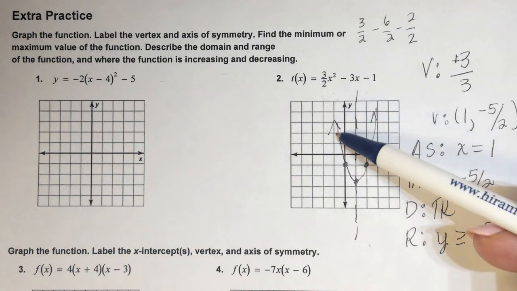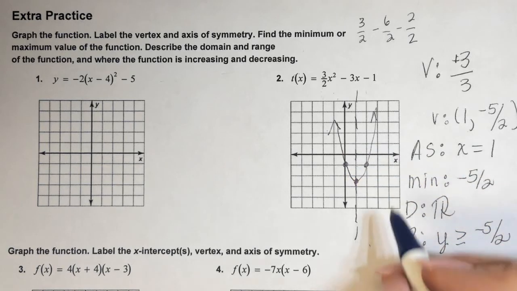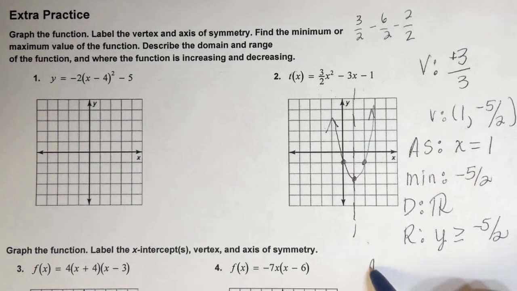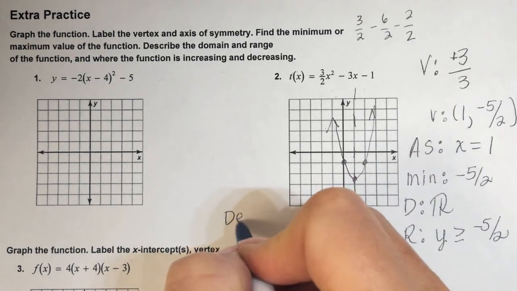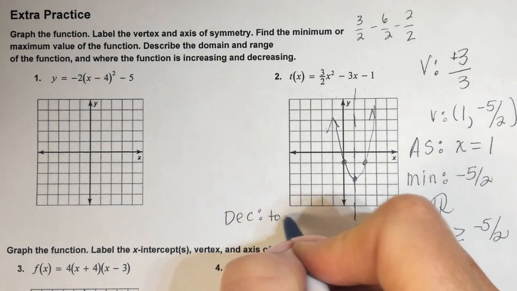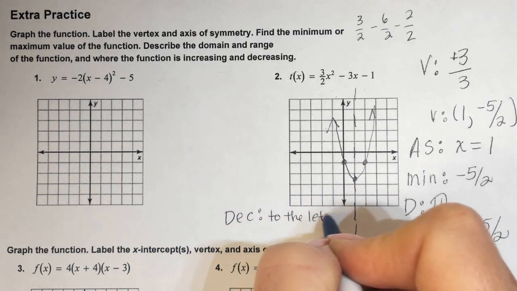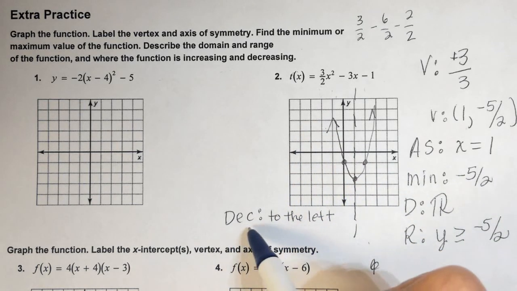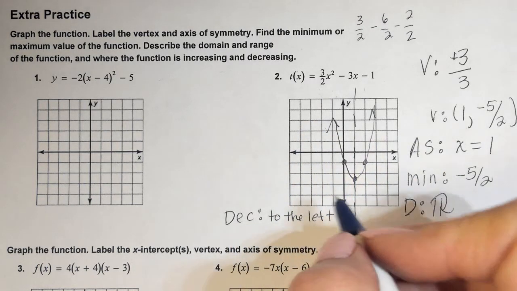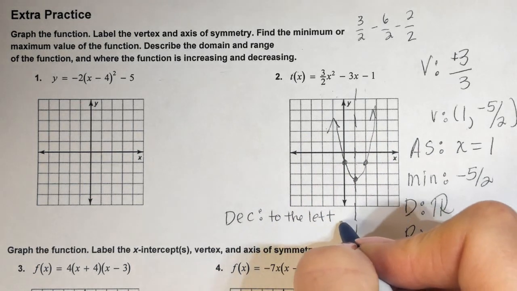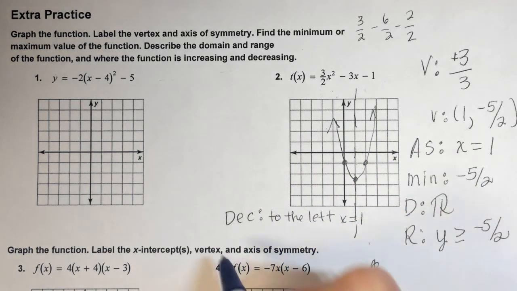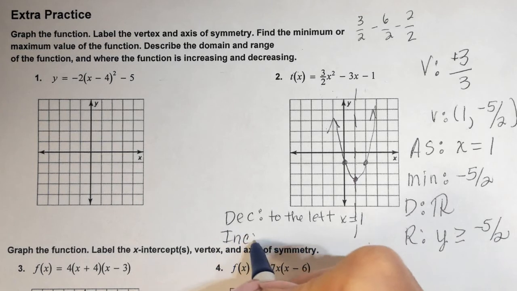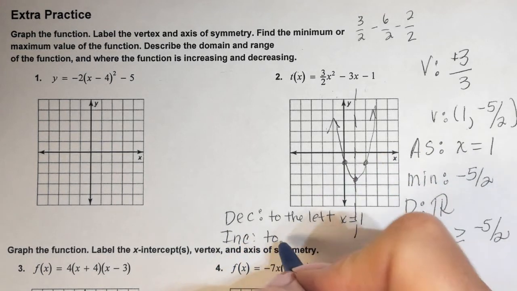So it starts off what? So I'm going to say it's decreasing. I shouldn't be writing down here. We're doing that tomorrow. It's going to be decreasing to the left. This is the way our book writes it. I like interval notation, but this is the way they write it. So it's decreasing to the left of what? 1? To the left of x equals 1. And it's increasing to the right.